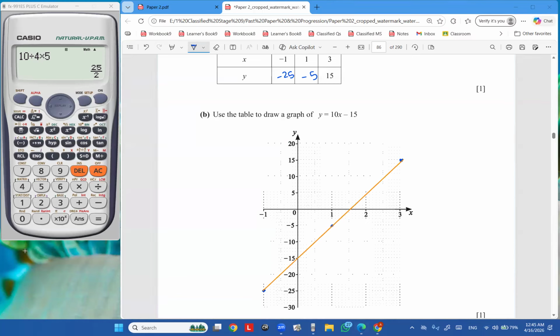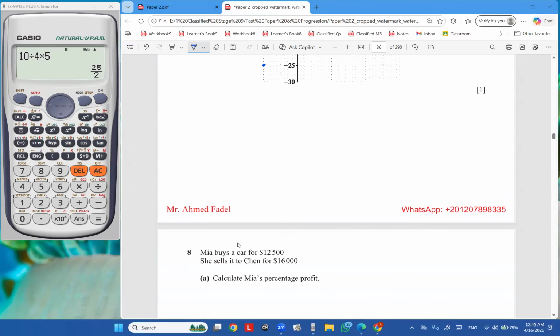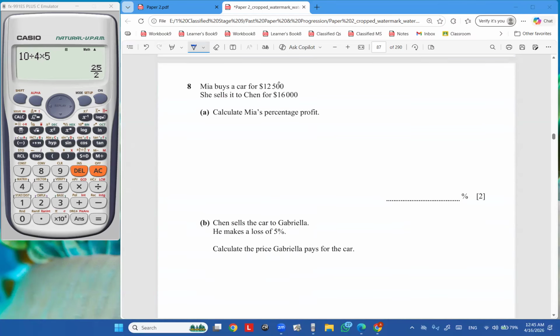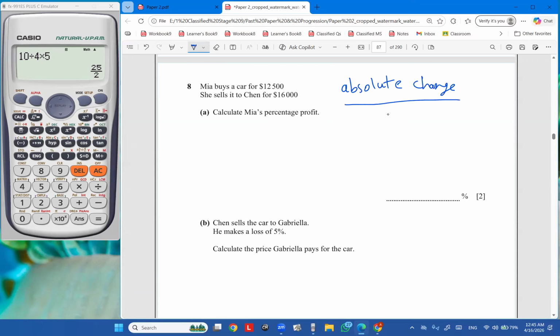All right. Next question here says to you that Mia buys a car for $12,500. She sells it to Chen for $16,000. Calculate Mia's percentage profit. We agreed about the percentage profit, the percentage interest, the percentage change, or the percentage loss. All of them have the same rule, which is absolute change over old value, then you times by 100.